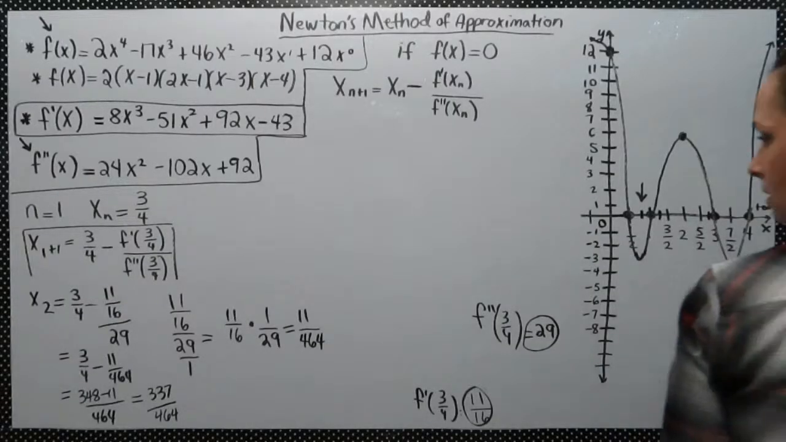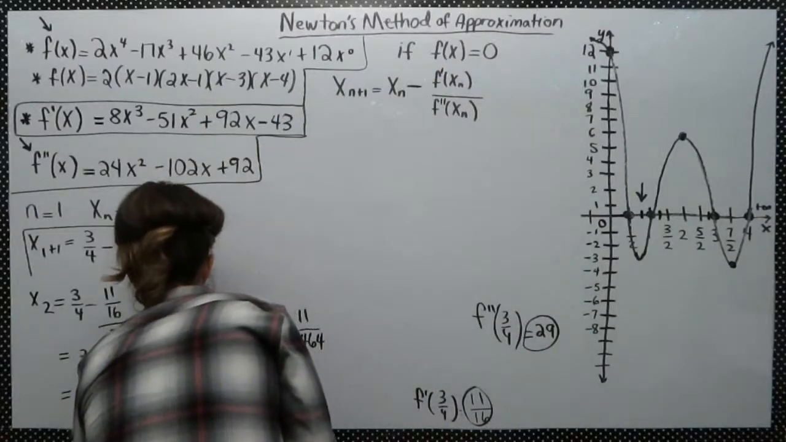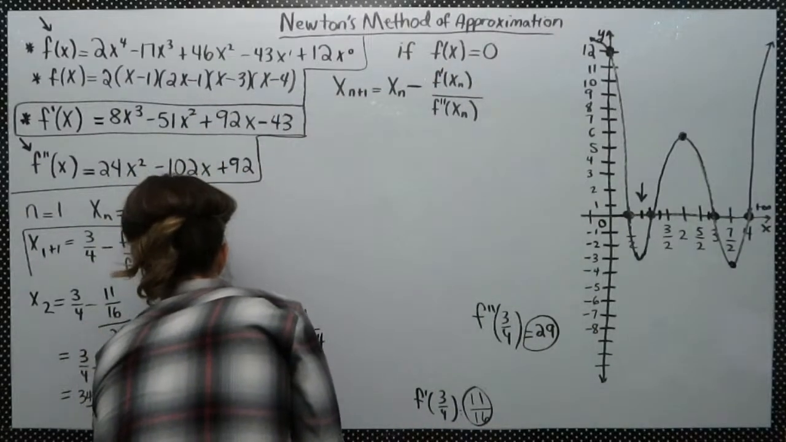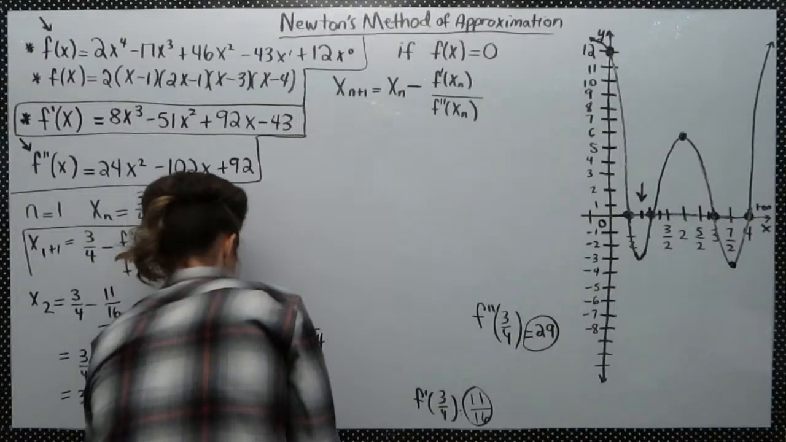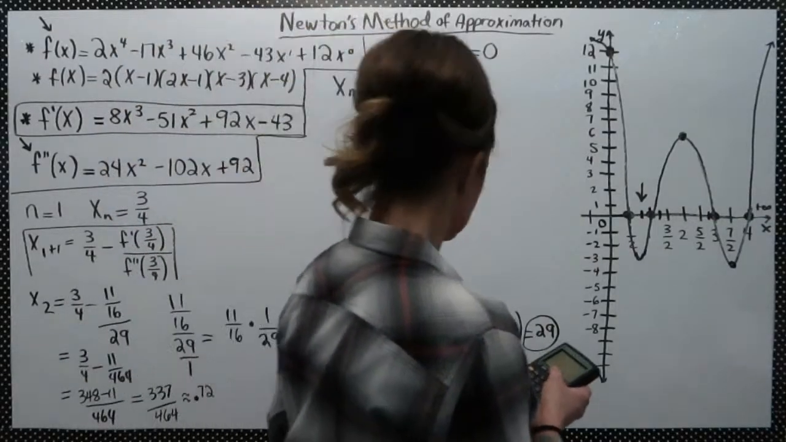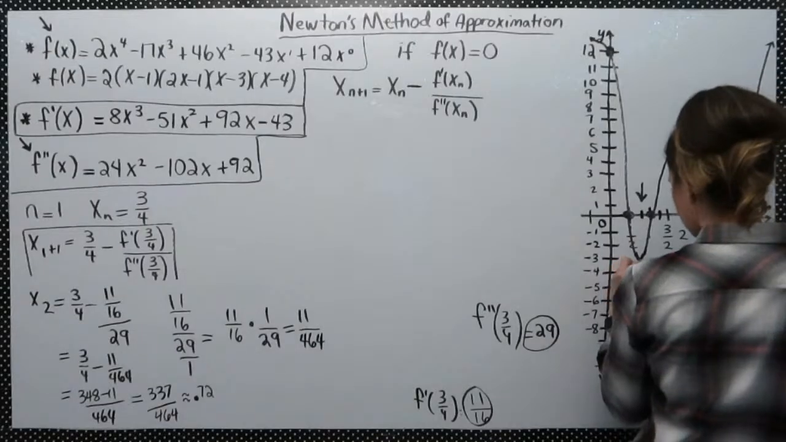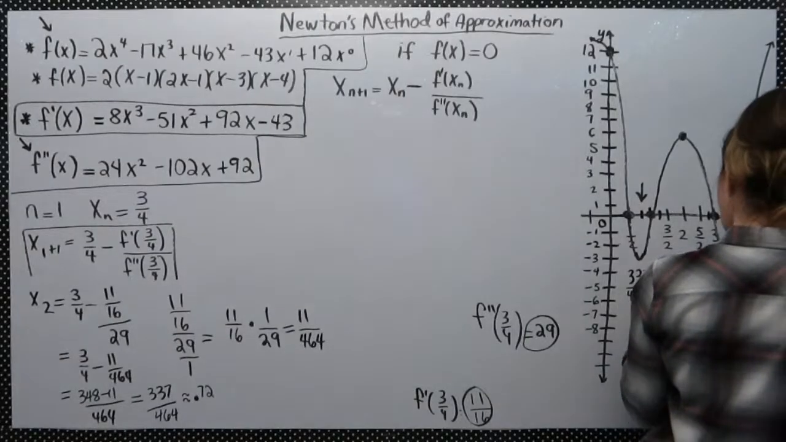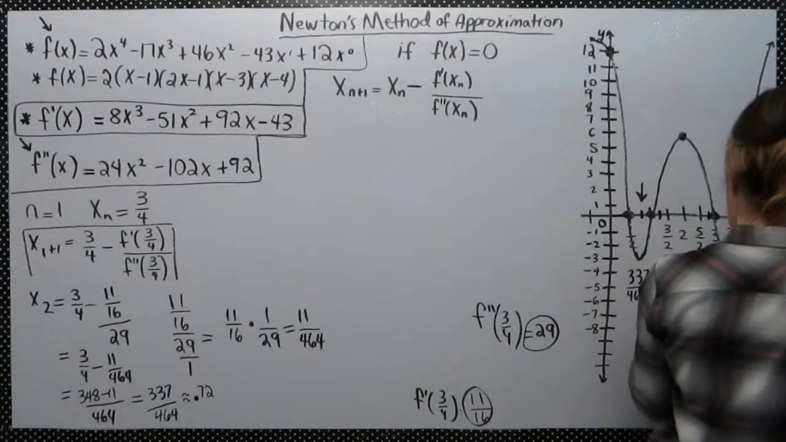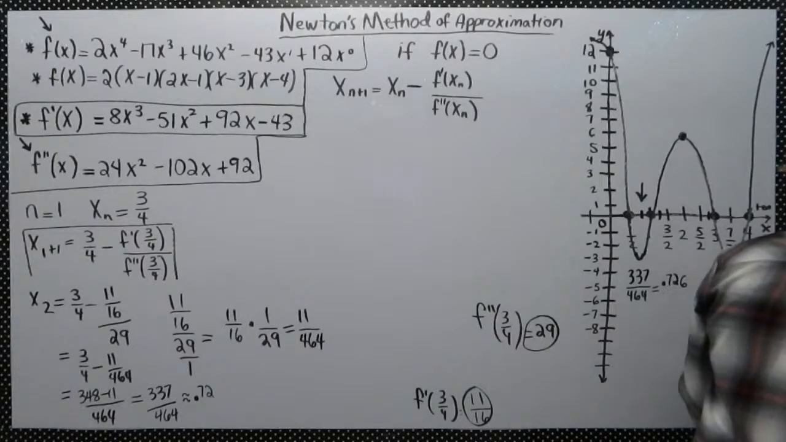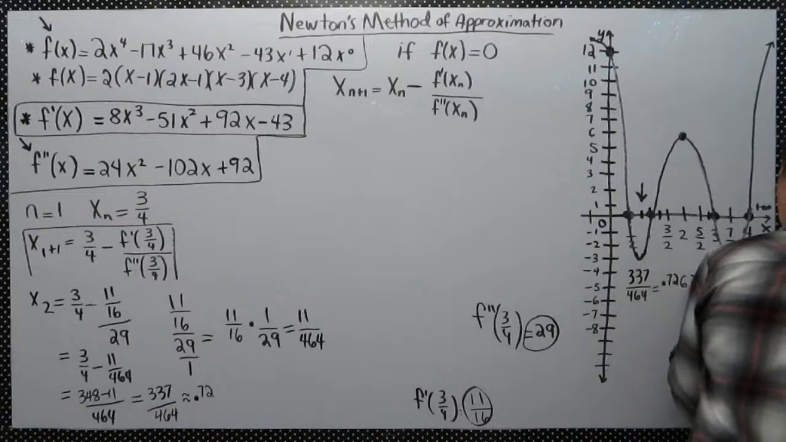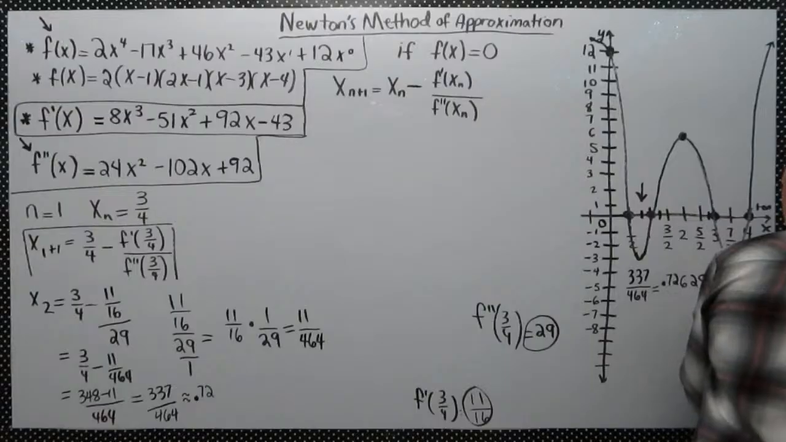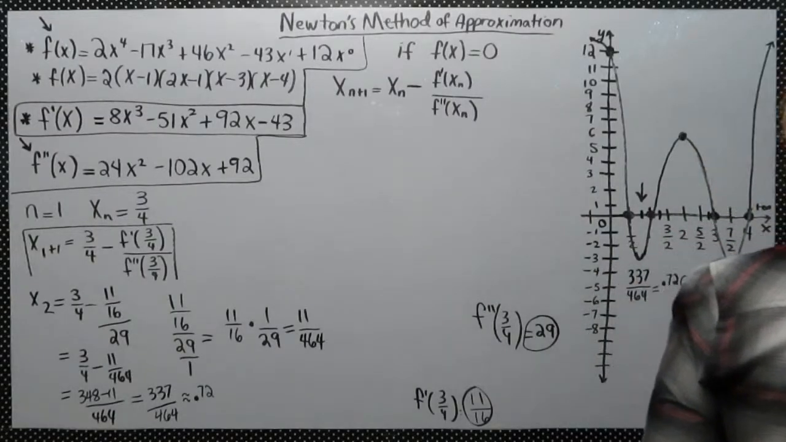It's saying it's approximately 0.72. I want to figure out somewhere to write this. Let's do this one. 337 over 464 equals 0.726. I'm just going to write it in here. 2931.034. Okay. And I'm going to store this in for x.